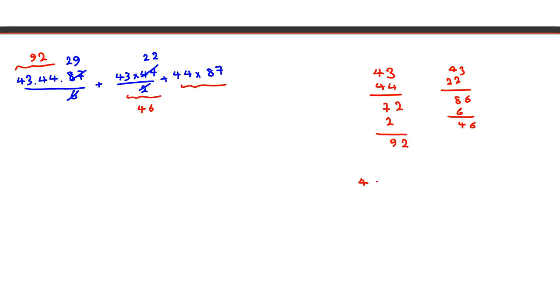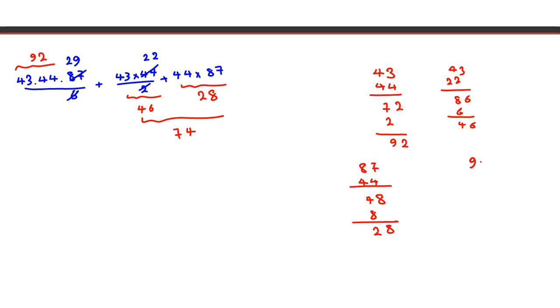And for this one, 44 times 87. So 4 times 7, 28. We have 2. 4 times 8, 32. Plus 2, 34. So it will be 48. 8 again. 8, 12, so it will be 28. Now the last part. So if you add these two numbers, 8 plus 6, 14. We have 1, 4 plus 2, 6 plus 1, 7, 74.